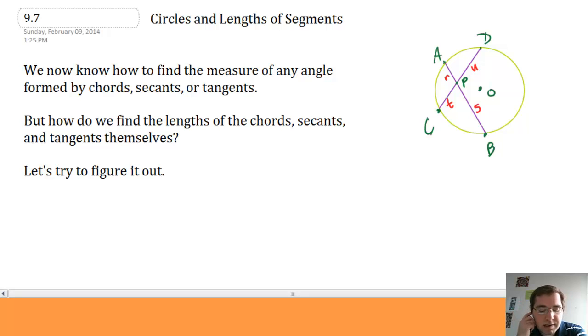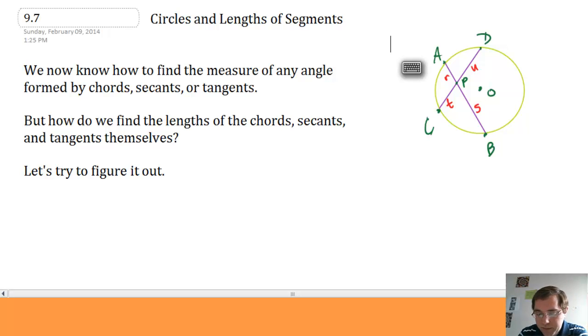But how do we find the lengths of the chords, secants, and tangents themselves? Not the angles that they form, but the actual lengths of the segments. Like in this picture, I've got two chords, AB and CD, and they intersect inside the circle at point P. Notice neither one of those chords goes to the center, so neither one of them is a diameter. So how am I going to find R, S, T, and U? Let's try to find a relationship between those four segments. Those segments are called segments of the chords because they're formed by the intersection of chords. Let's try to figure it out.